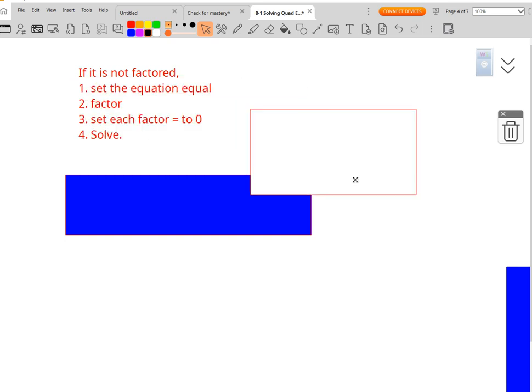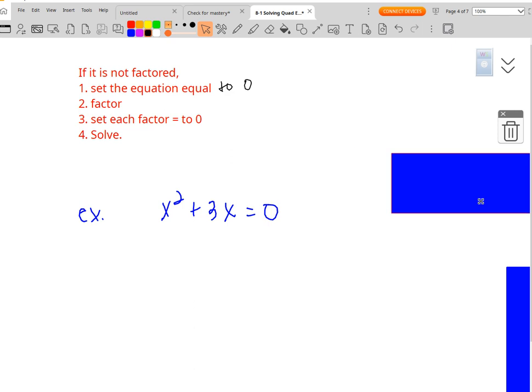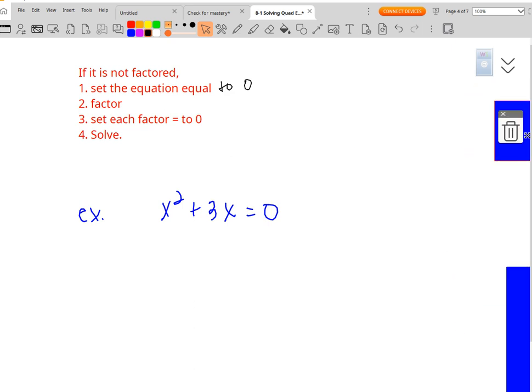If it is not factored, this is what we're going to do. So these are our steps. You guys like steps. If it's not factored, set the equation equal to 0. Factor. If it's not 0, then we're going to set each factor to 0, and then we're going to solve. So we've got 2 steps before what we just did. And we can go ahead and write this equation, and we'll do that one together.